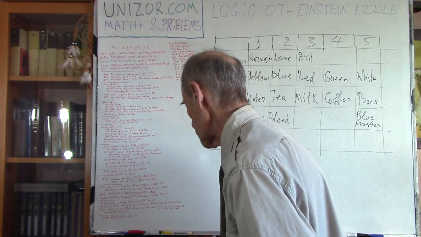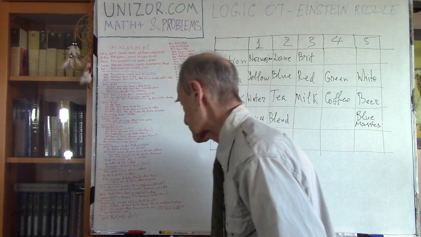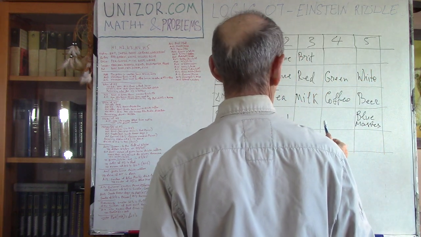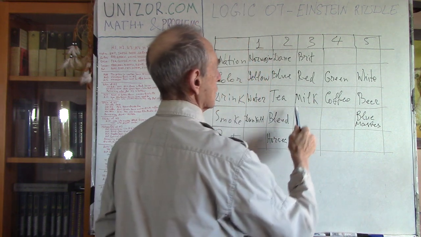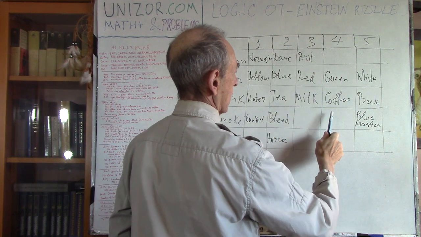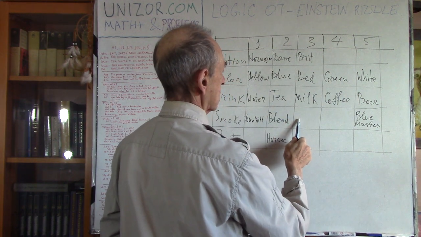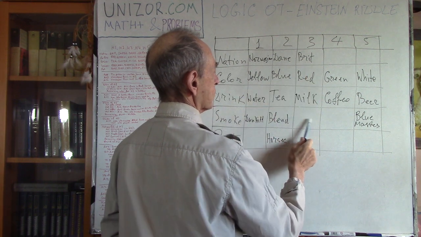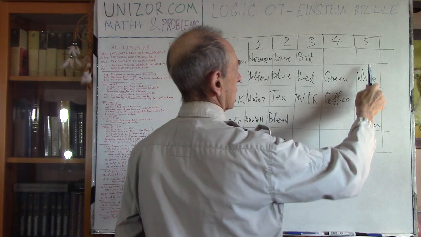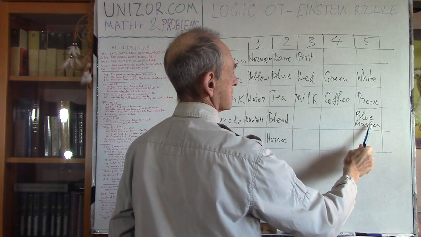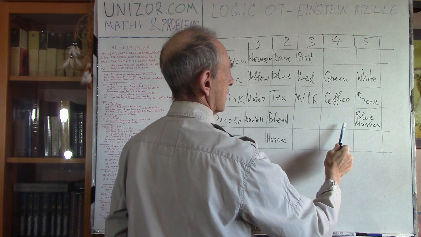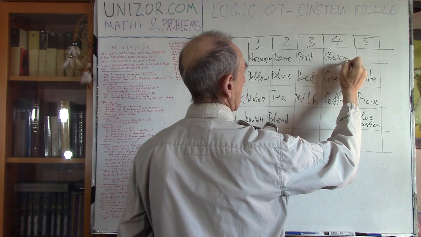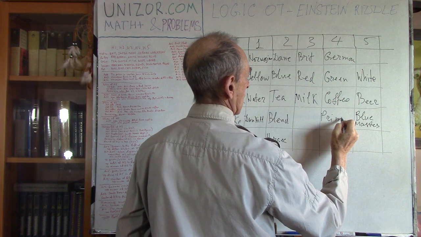What's next? So we have Blue Master. Now German smokes Prince, so German must be okay. So there is no Prince here, but this is Brit. So Prince cannot be here, because that would be the Brit smoke Prince. Now, German cannot be here, because the German smokes Prince, and this is Blue Master. So the only proper position would be for German to be here, and for Prince smoke would be here.